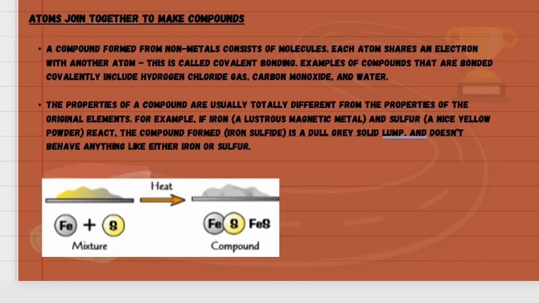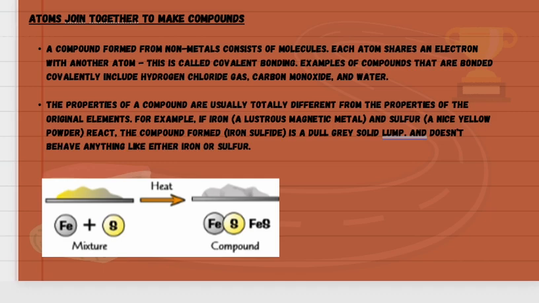Atoms join together to make compounds. A compound formed from non-metals consists of molecules. Each atom shares an electron with another atom. This is called covalent bonding. Examples of compounds that are bonded covalently include hydrogen chloride gas, carbon monoxide, and water.